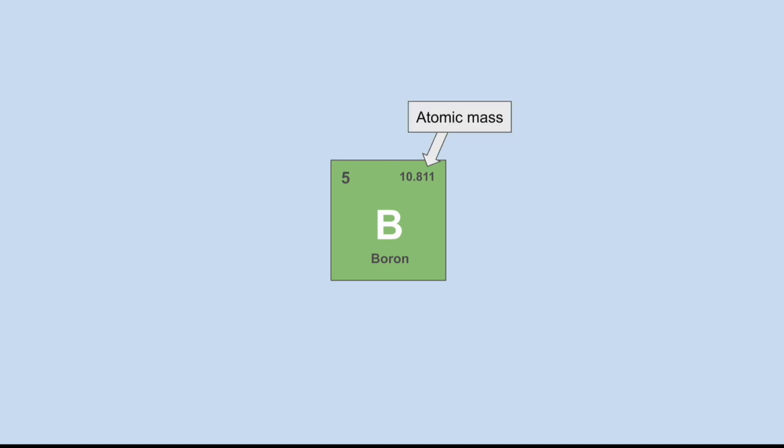The number on the top right shows how much an atom weighs, that is, its atomic mass. In the center, we see the element symbol. Then, the element's name is usually stated below its symbol.